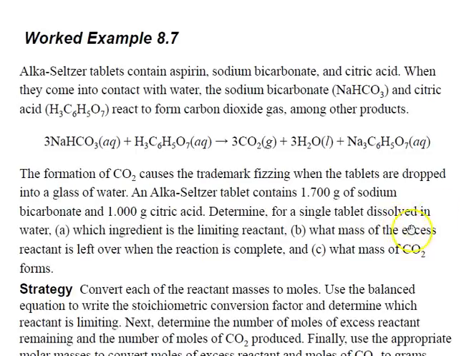Determine, for a single tablet dissolved in water, and we have 3 parts here to do, A, which ingredient is the limiting reactant, meaning which one will be used up first, your weakest link. Part B, what mass of the excess reactant is left over when the reaction is complete. And part C, what mass of carbon dioxide forms.